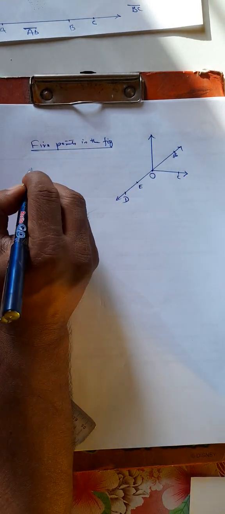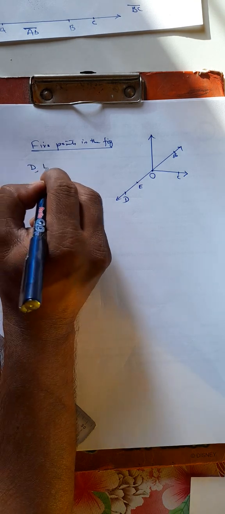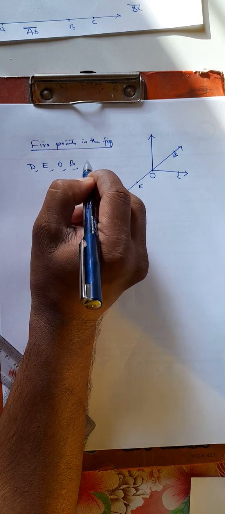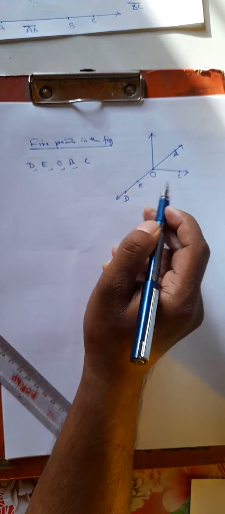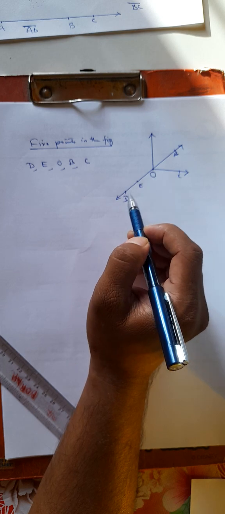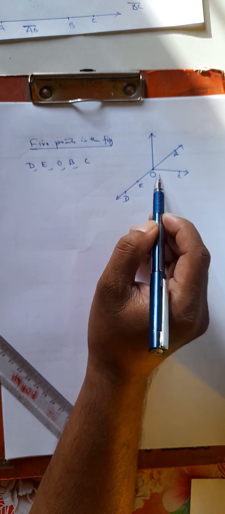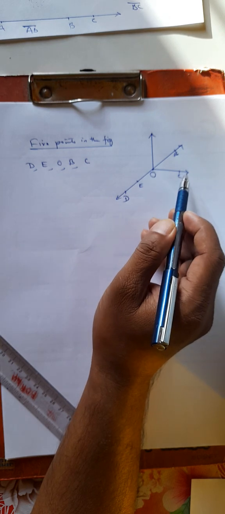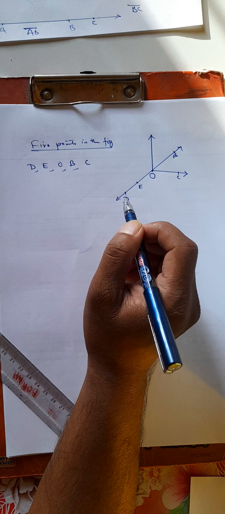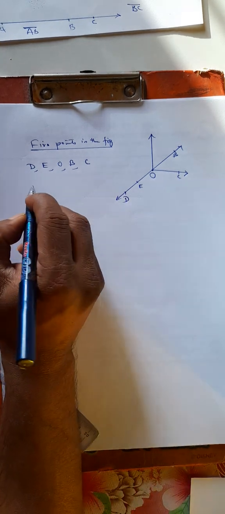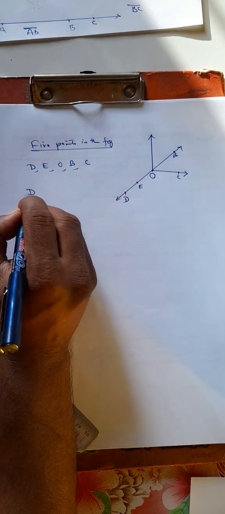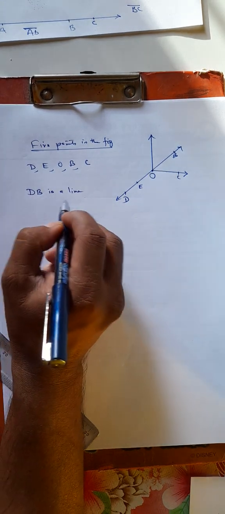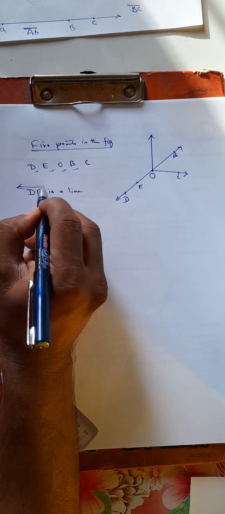Yes. The points are D, E, O, B, and similarly C. These are called points from this figure. D, E and B are on the line DB, and the points O and C are on OC. Right? Can you name the line here? Yes, DB is a line. It is extended to infinity. You can write it as line DB.